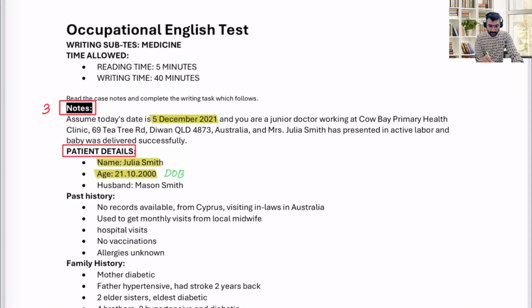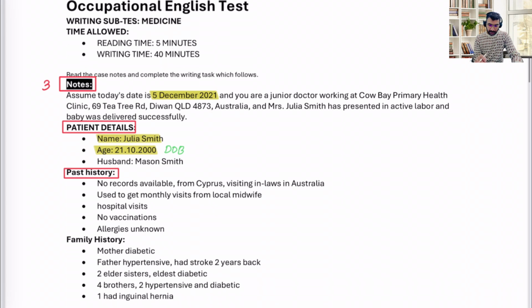Then patient's past history. No records available from Cyprus. Visiting in-laws in Australia. Used to get monthly visits from a local midwife. Hospital visits. No vaccinations. Allergies unknown. We don't need to include any of these from past history. We can simply write that no past treatment records are available. We can write that, or we can skip all of it.